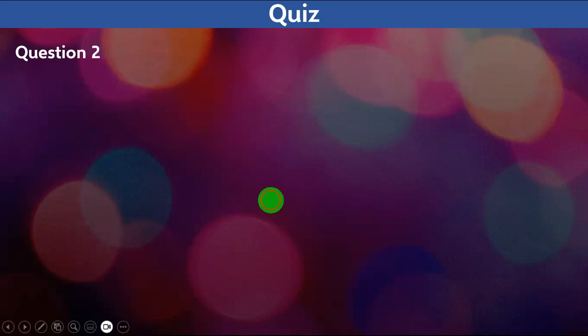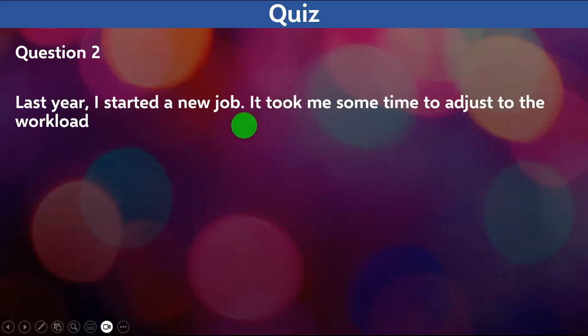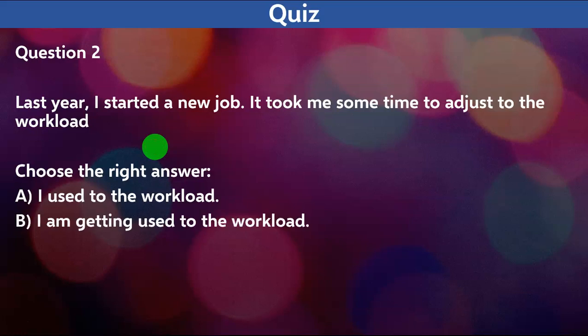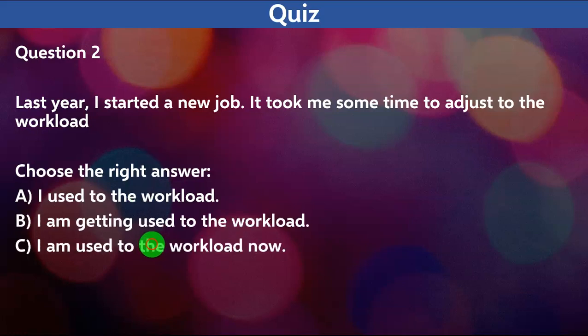Question number 2. Last year, I started a new job. It took me some time to adjust to the workload. Let's look at the choices. I used to the workload. I am getting used to the workload. I am used to the workload now. Right? Your 5 seconds on this question start now.